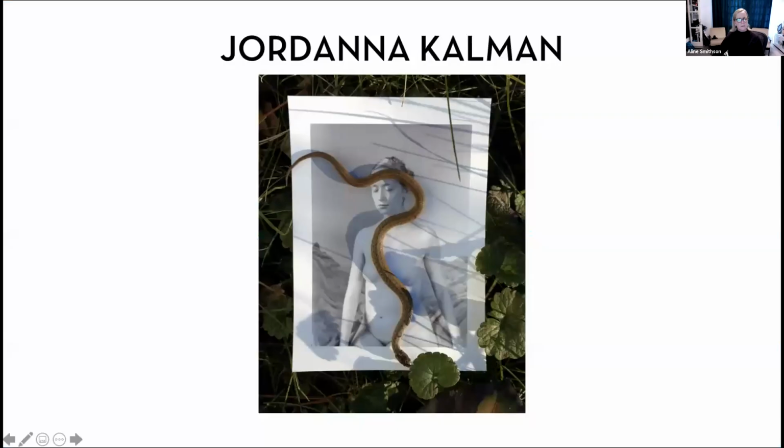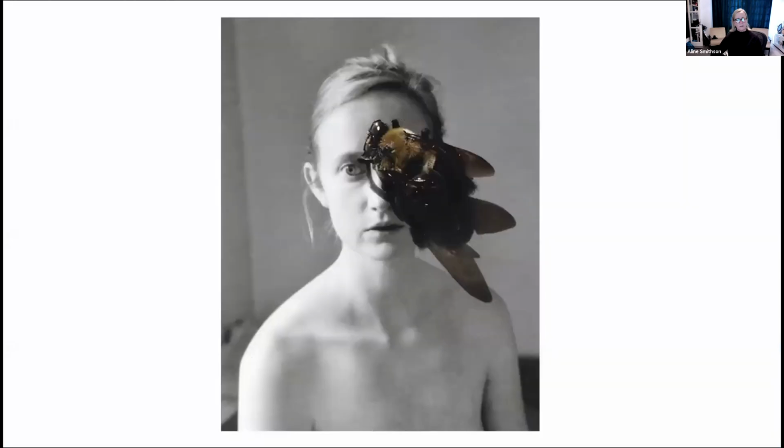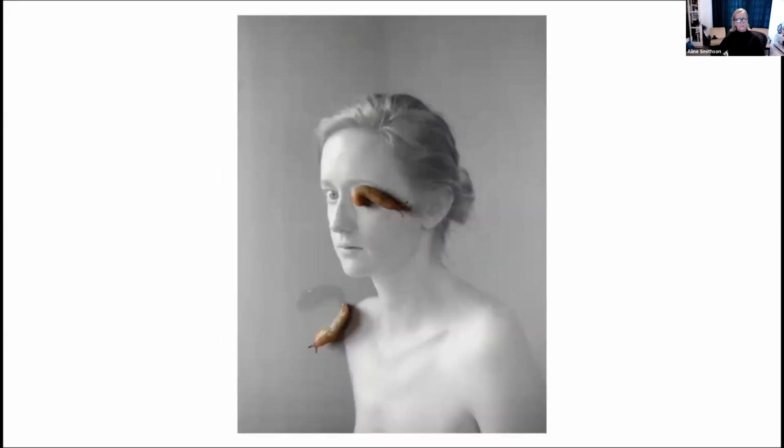Jordana Coleman's beautiful work in her book, Little Romances, where she has photographed a model, printed out the photograph, put it into another environment with objects on top of it, and rephotographed it. Quite beautiful. She was in Critical Mass Top 50 either last year or the year before.